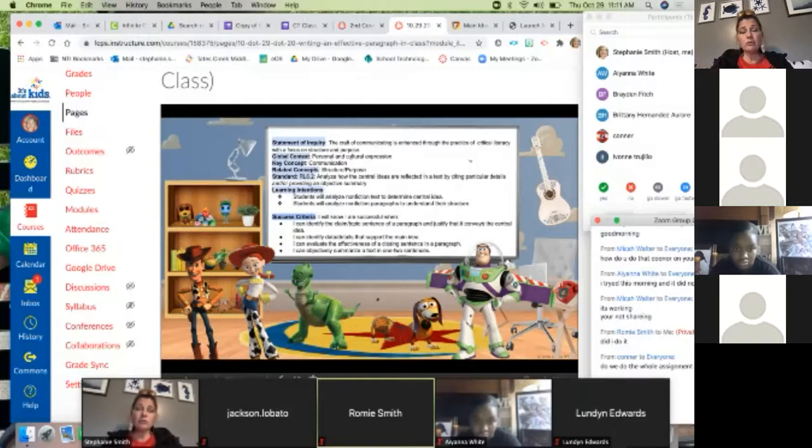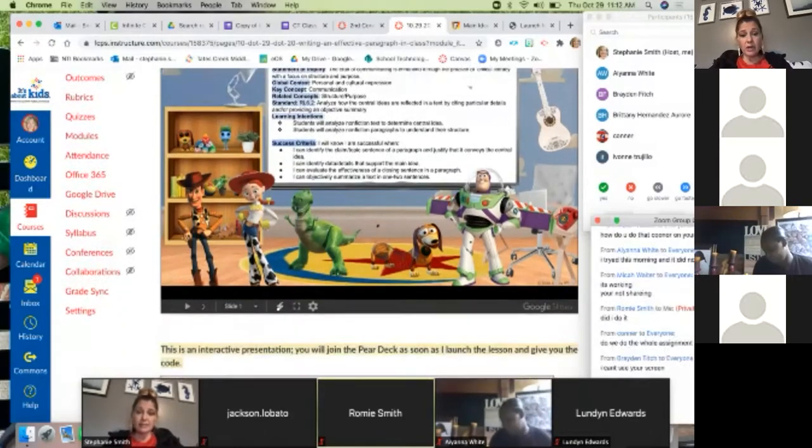Now we're working up to writing a good paragraph. So today we're going to analyze a nonfiction text to determine central ideas. And you'll know you're successful when you can identify the claim or topic sentence of a paragraph and justify that it conveys the central idea, that you can identify the data and details that support the main idea, and that you can evaluate the effectiveness of a closing statement and be able to summarize a text.